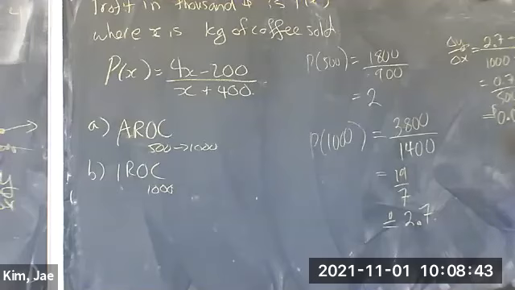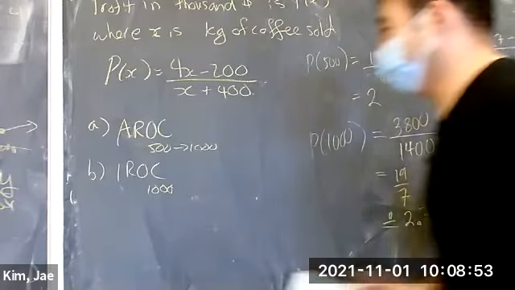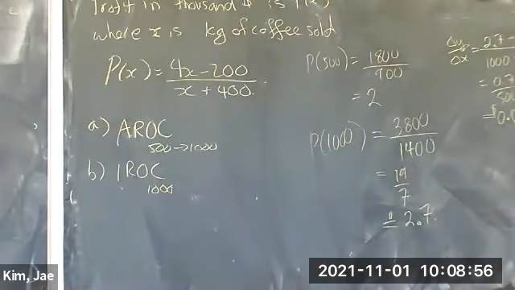Questions with this? Well, first, questions with the math. Questions with the meaning. Okay, this is the last part. IROC at 1,000. So again, we're looking at delta y over delta x.